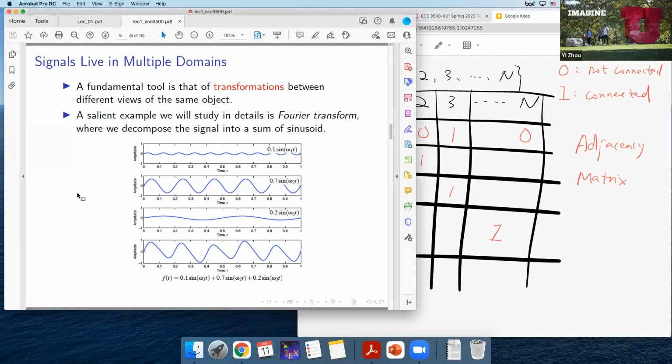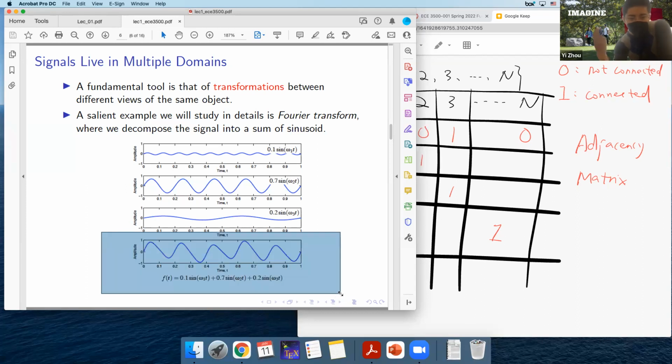For example, if you look at Fourier transform, like in this example, because the signal takes a sinusoidal form, it is very convenient to describe this signal in the Fourier domain. By doing a Fourier transform, we know that it only has three Fourier components. So that's a very efficient way of describing this signal.